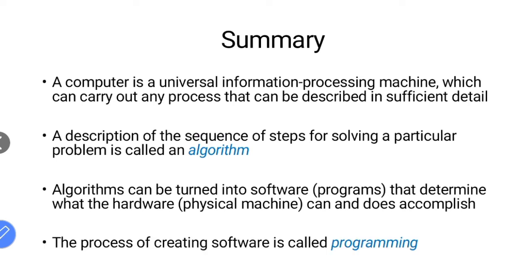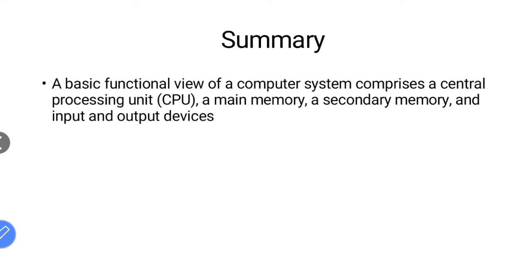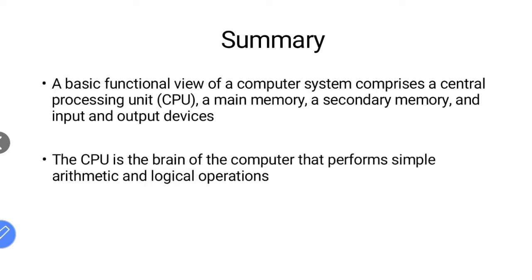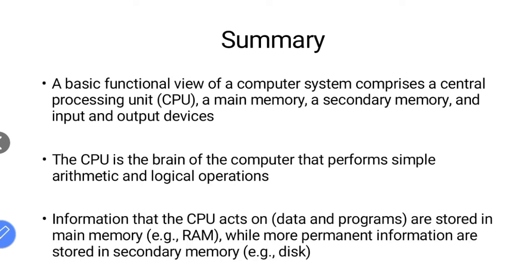The process of creating software is called programming. A basic functional view of a computer system comprises a central processing unit (CPU), a main memory, a secondary memory, and input and output devices. The CPU is the brain of the computer that performs simple arithmetic and logical operations. Information that the CPU acts on, data and programs, is stored in main memory, that is called the RAM, random access memory, while more permanent information is stored in the secondary memory, that is called the disk.